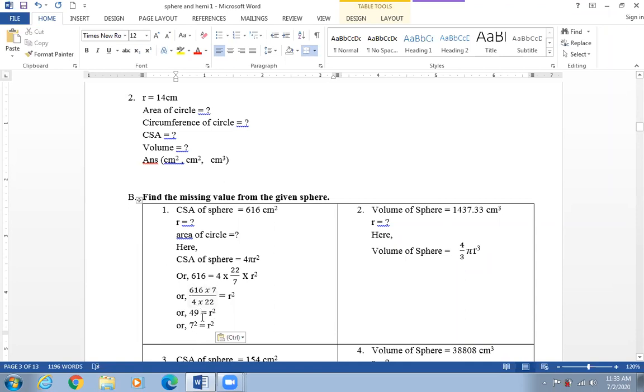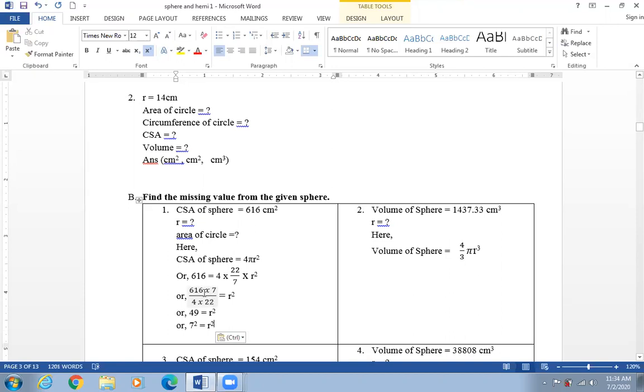So those who don't know how to calculate, do it like this: 616 into 7 divided by 4. It is also in the divide sign. Check whether it is at the upper side or lower side. If it is at the upper side, multiply. If it is at the lower side, divide.